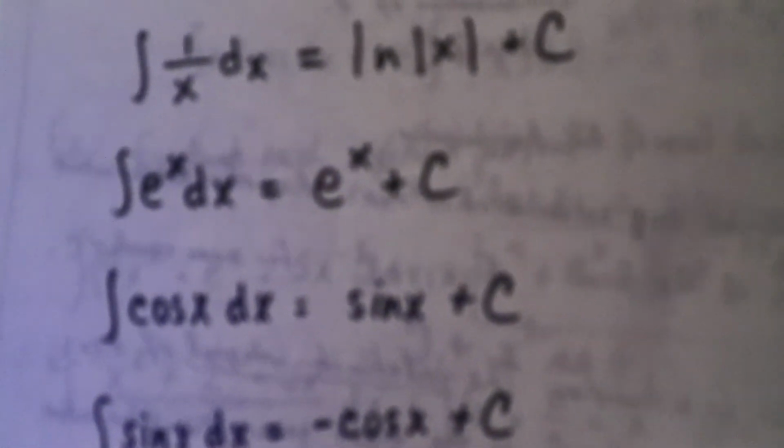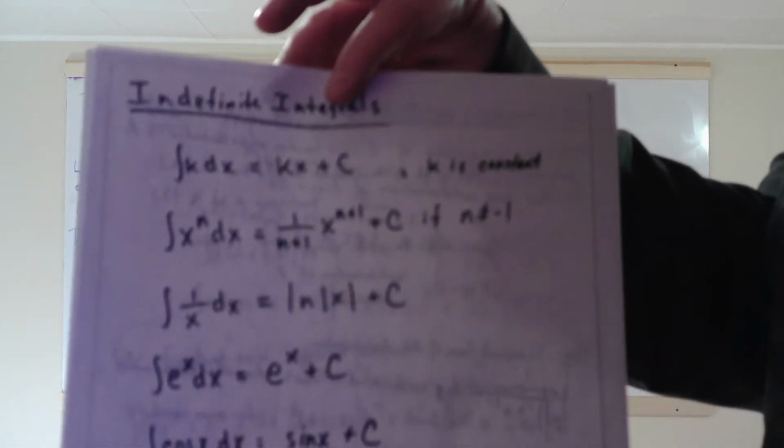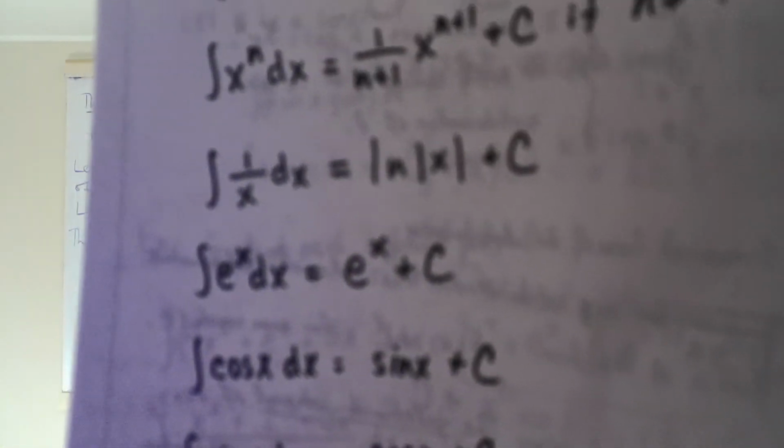Next, e to the x. The derivative of e to the x is itself. And notice in all of these, you can check your work by taking the derivative on the right side and checking that you get the integrand, which is the thing inside the integral. The antiderivative of e to the x is itself, and all of these, of course, have the constant of integration. It's the most general antiderivative.